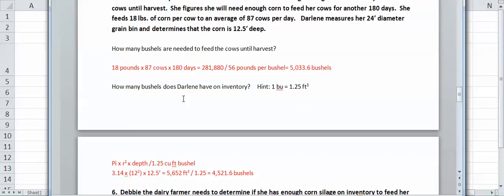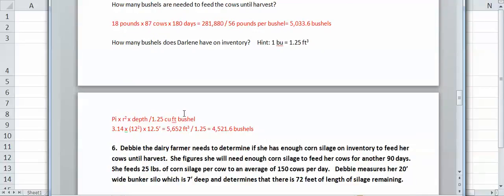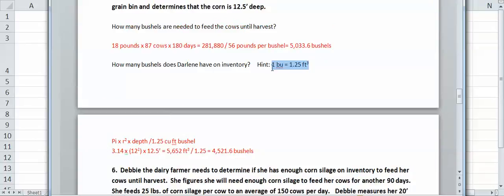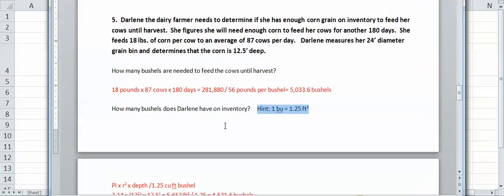Now the next question is, do we have enough inventory? Now a grain bin is measured, it's like a cylinder. So how do we find the volume of a cylinder? Bushels are actually a measurement of volume. And 1 bushel equals 1.25 cubic feet. So we first must figure out how many cubic feet of corn do we have. Well, we have a 24-foot diameter grain bin that is 12.5 feet deep.